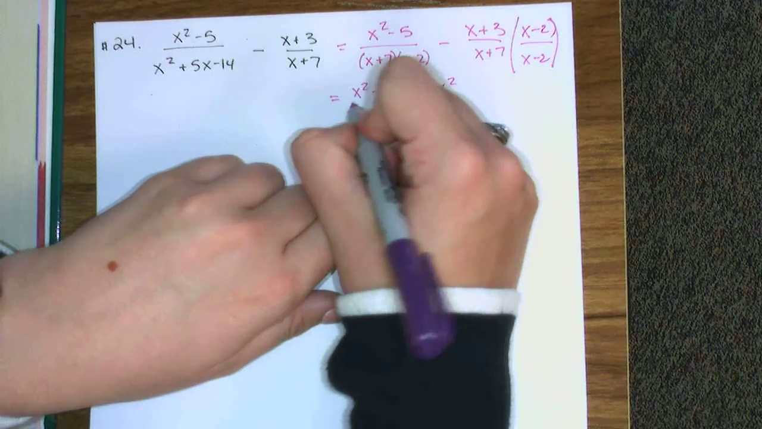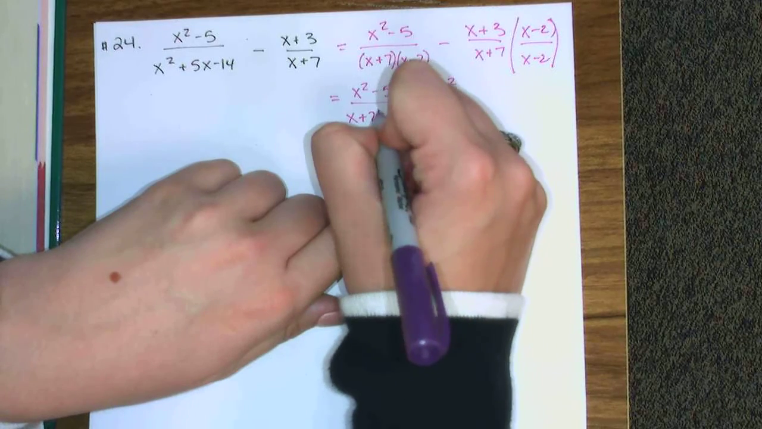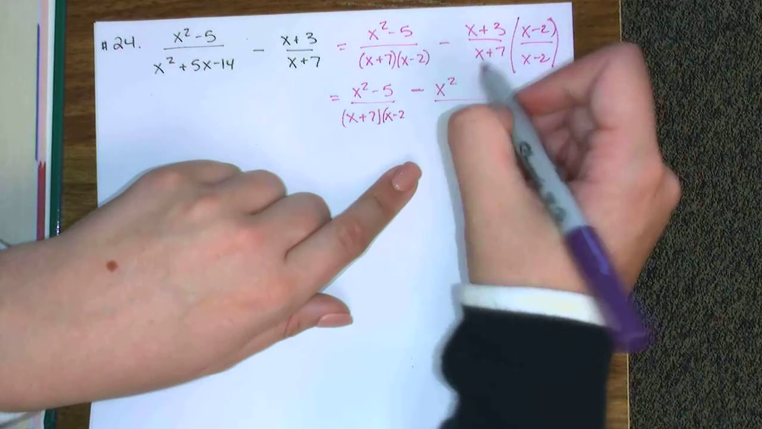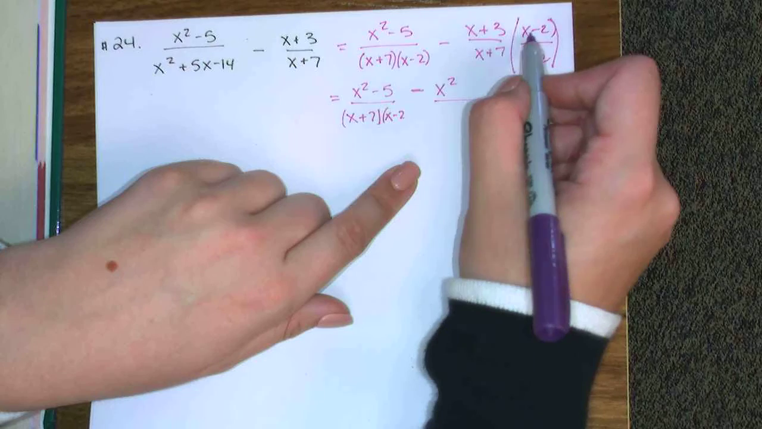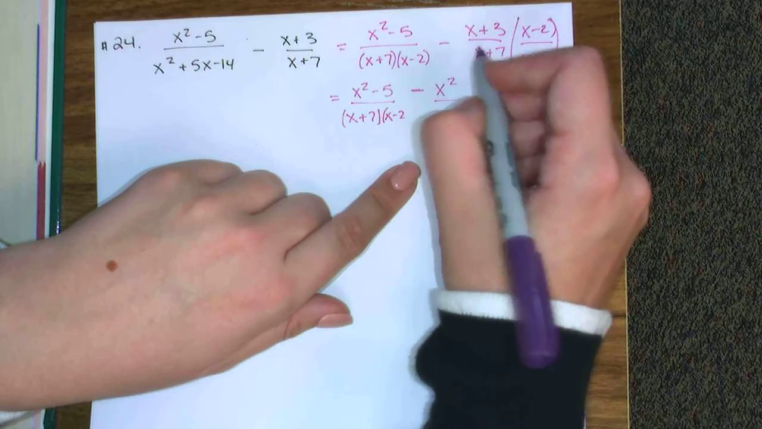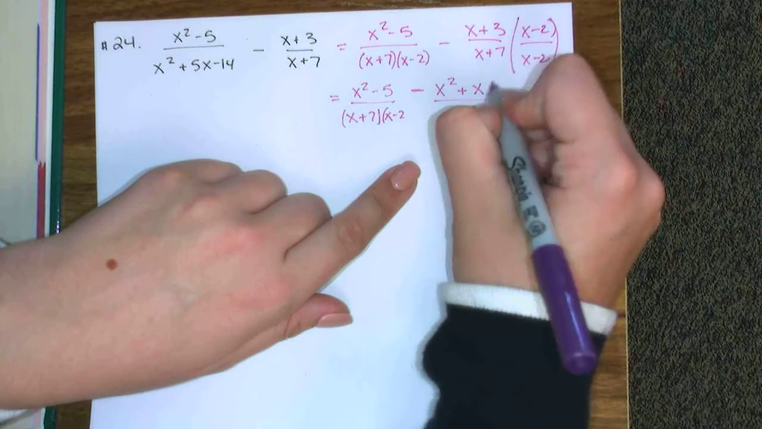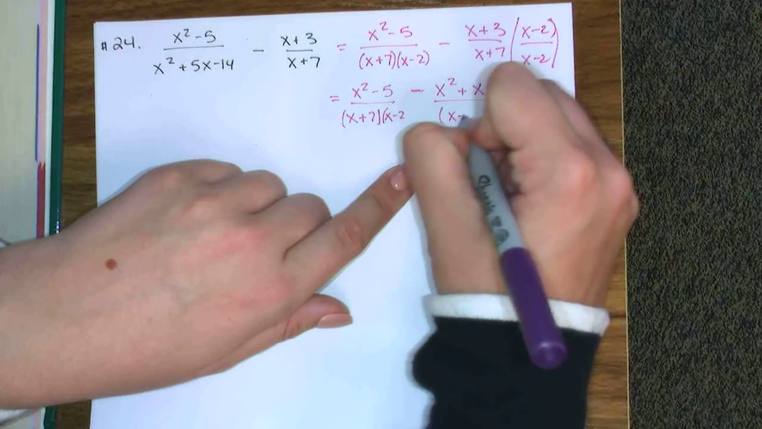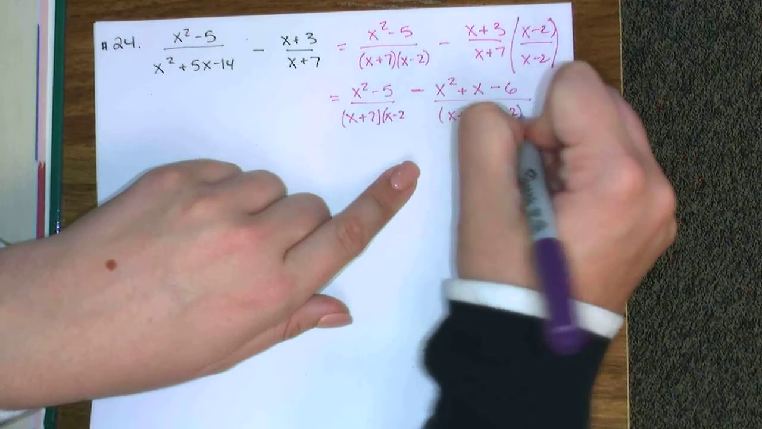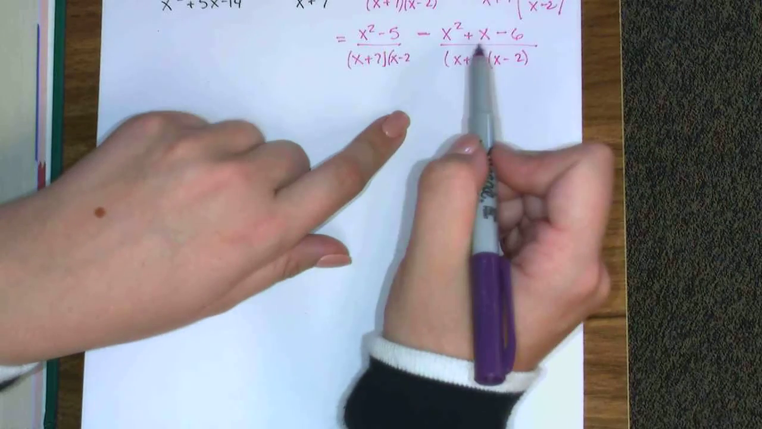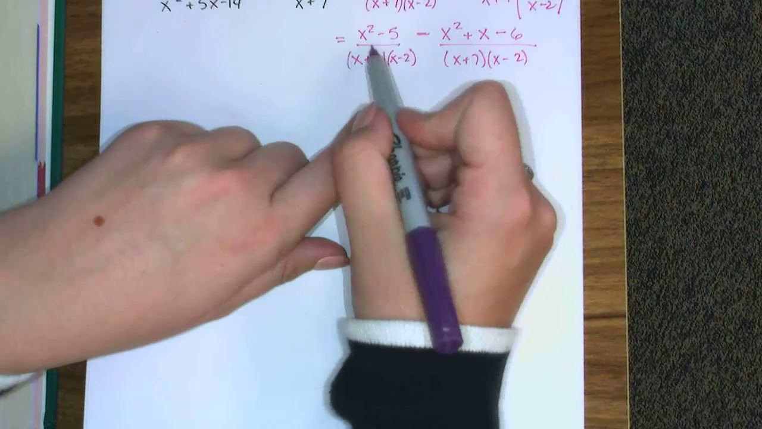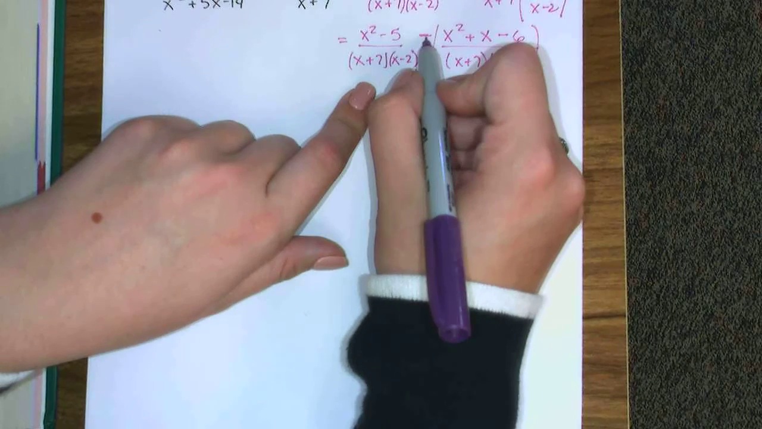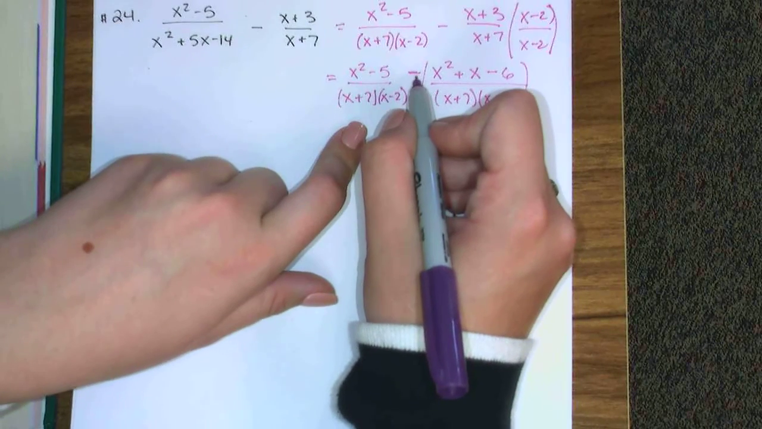So this is going to be x squared. Here, hold on. X plus 7, x minus 2, so I can actually keep this stuff straight. So this is x squared plus 3x minus 2x is plus x. And then 3 times negative 2 is negative 6 over x plus 7, x minus 2. So now I have a common denominator, and I'm going to do this just so I remember that I'm subtracting here.